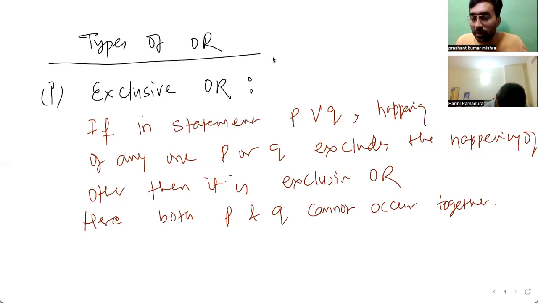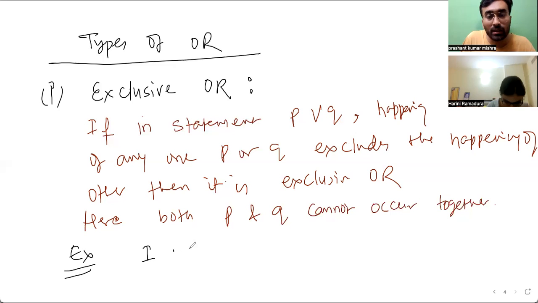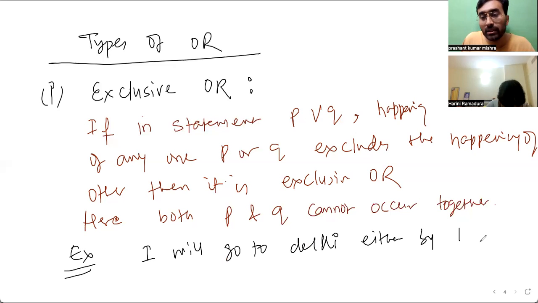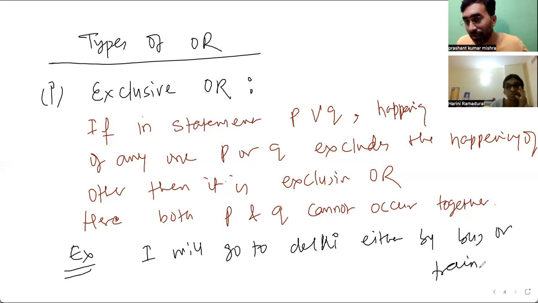Like if you're tossing a coin, head and tail cannot come together. Either you will get head or you will get tail. They cannot come together. One example we can take: I will go to Delhi either by bus or train. So I cannot do both the work simultaneously. So it is an exclusive one. If I go by train, I cannot travel by bus. If I go by bus, I cannot travel by train.